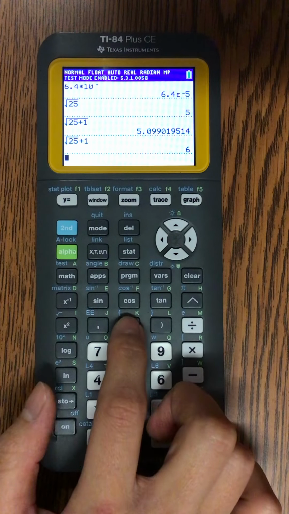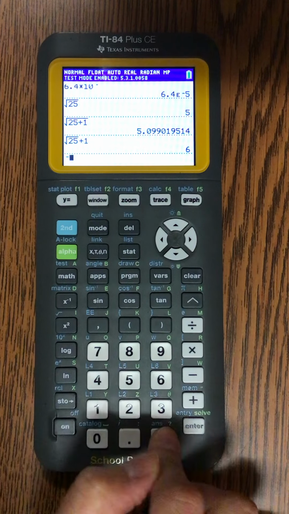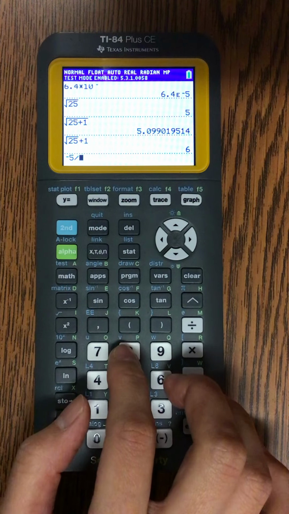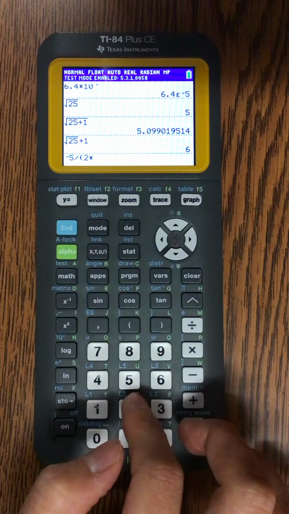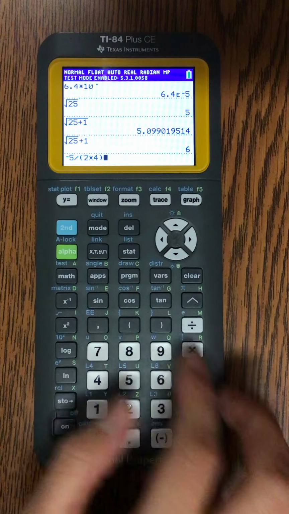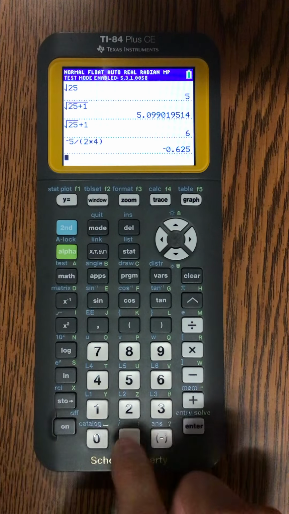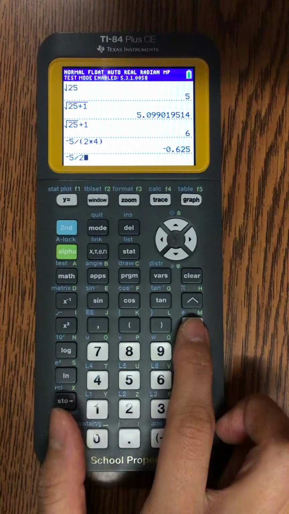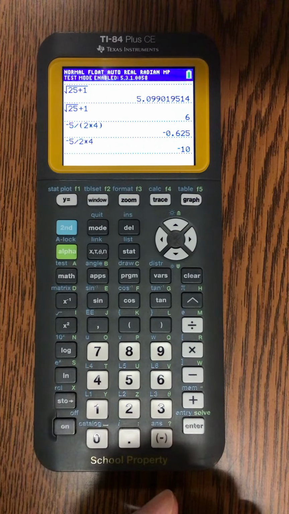Always remember to use parentheses for some of your operations, especially if you are finding the axis of symmetry of something. When it says negative b all over 2 times a, you always have to put the 2 times a in parentheses, because that is what the formula is telling you. If you do not put the parentheses, your calculator is going to divide by the 2 first and then multiply by the a, and you do not want to get a different and wrong answer.